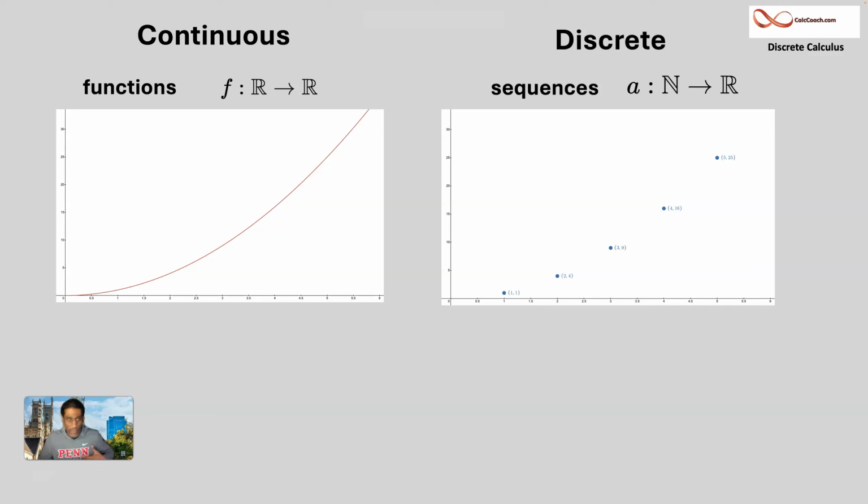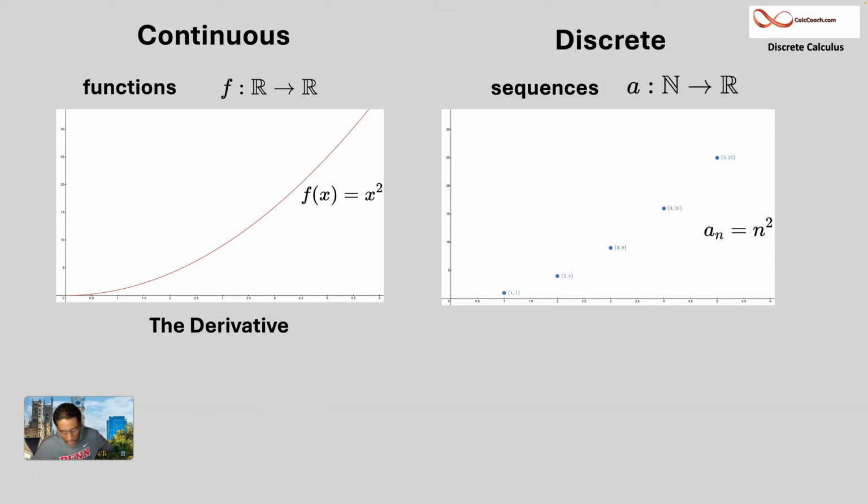So here's a sequence and here's a function, but they're familiar. You know them already. The function is y equals x squared, and the sequence is a sub n equals n squared. And so if I was to superimpose these two graphs, they'd be one on top of each other, and we have to deal with the differences between these two and see the need for discrete calculus.